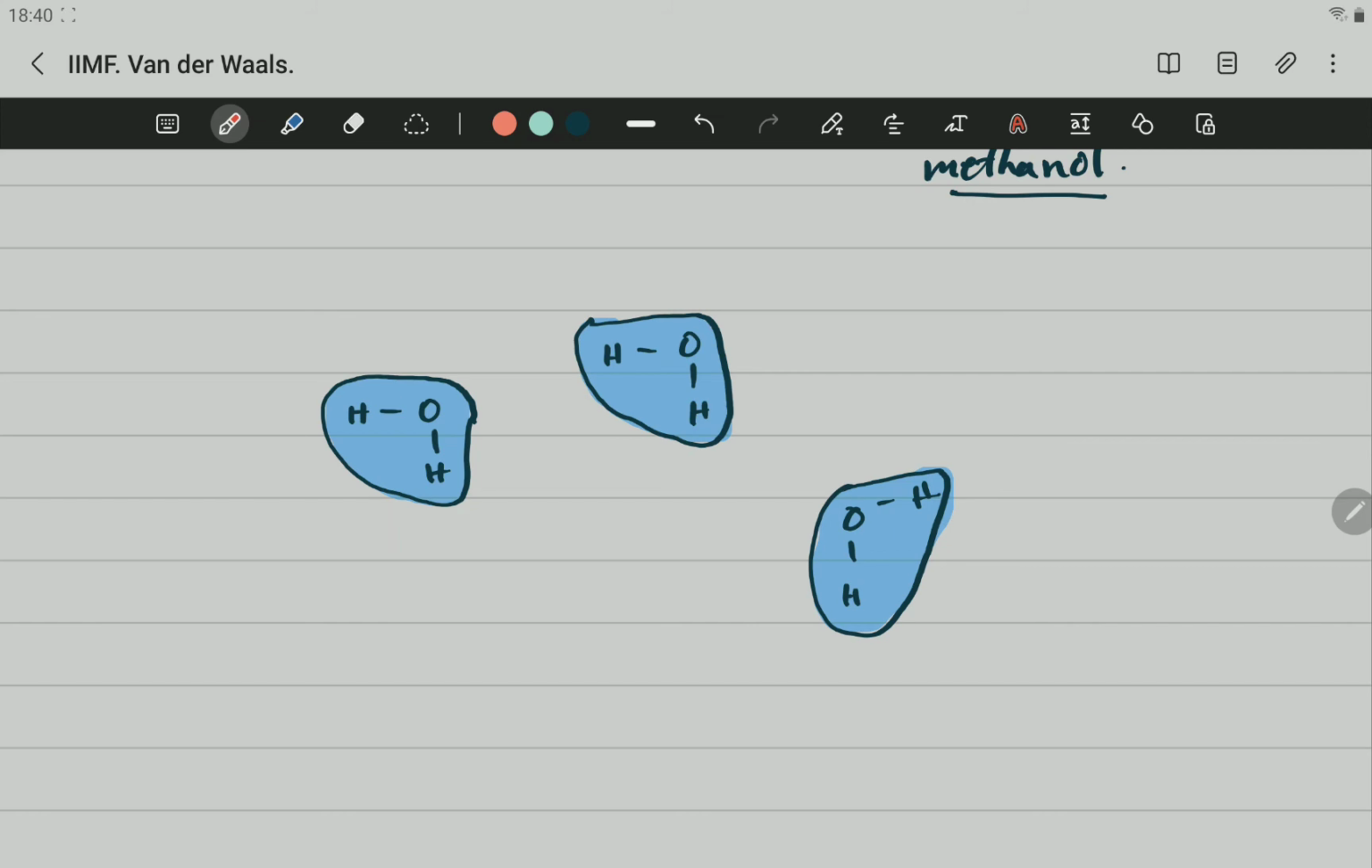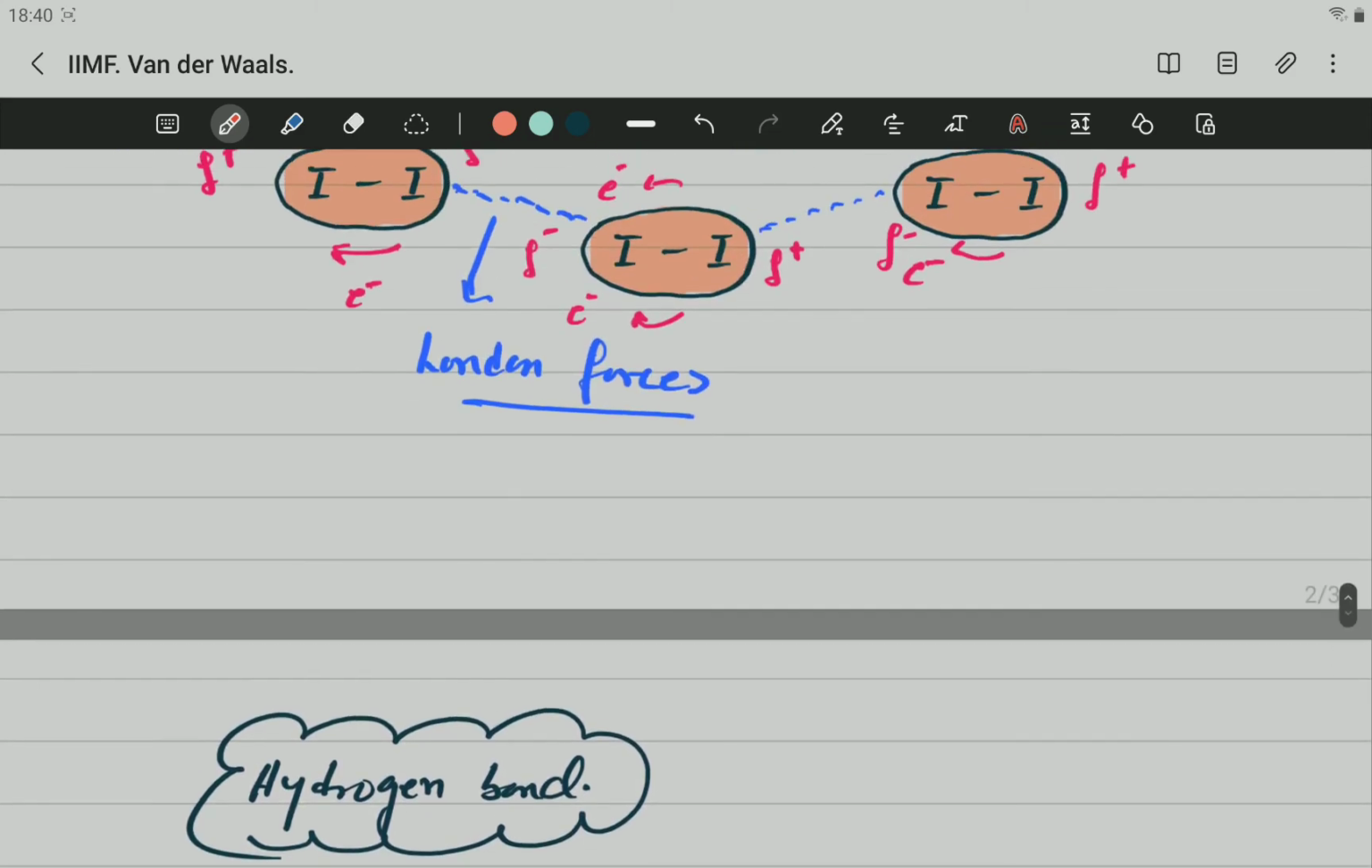Now where is the hydrogen bond? The hydrogen on one molecule will bond with the oxygen of the other molecule. The hydrogen of one molecule will bond with the oxygen of the other molecule. This is what we call hydrogen bond. And I think this is everything related to the different types of intermolecular forces. Last video we looked at ion-dipole. We look now at the van der Waals forces.